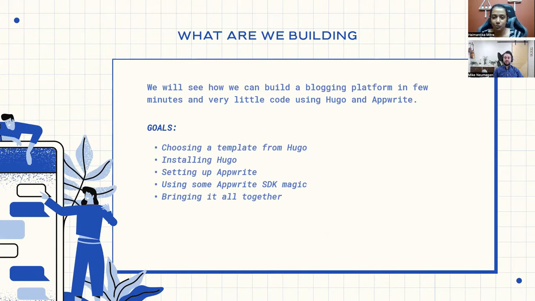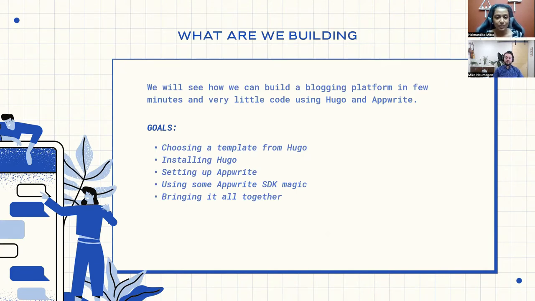We just need to use them and bring it all together. The example will be of a blogging platform, but you can use your creativity and build something of your own, maybe a portfolio, maybe a photography site, or maybe a hobby site, anything that you want to build. So I'll just be briefing you about the goals.